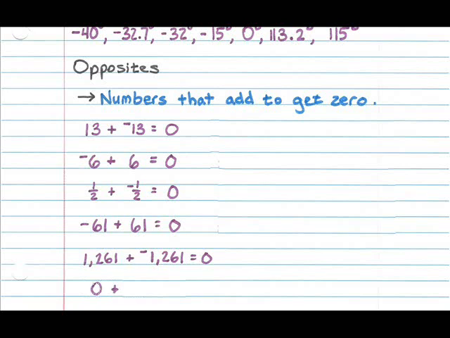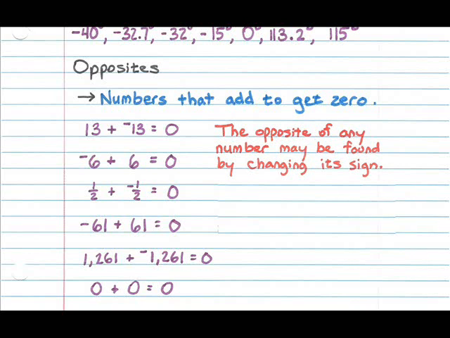Now, what about this one? Let's say we start with 0. What do we add to 0 to make 0? You add 0 to 0 to make 0. So looking at these examples, we're going to write down 3 things we know about opposites when dealing with negative numbers. The first thing, the opposite of any number may be found by changing its sign. We see that in all these examples. So the opposite of any number may be found by changing its sign.